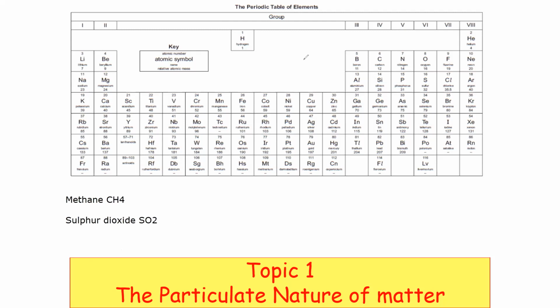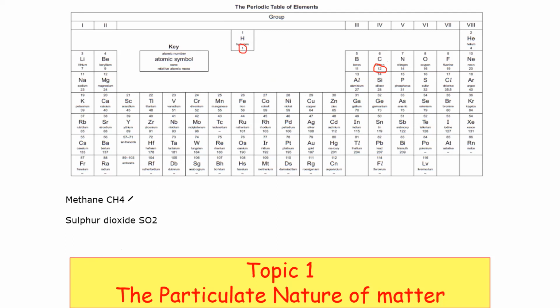So when you check the periodic table, methane contains carbon and hydrogen. Here you can see carbon. What is the mass number? The higher number is the mass number. So what is the mass number of carbon? The carbon mass number is 12. And what about hydrogen? You can see hydrogen here. For hydrogen, the atomic number and atomic mass are the same, so this lower number represents the mass number.